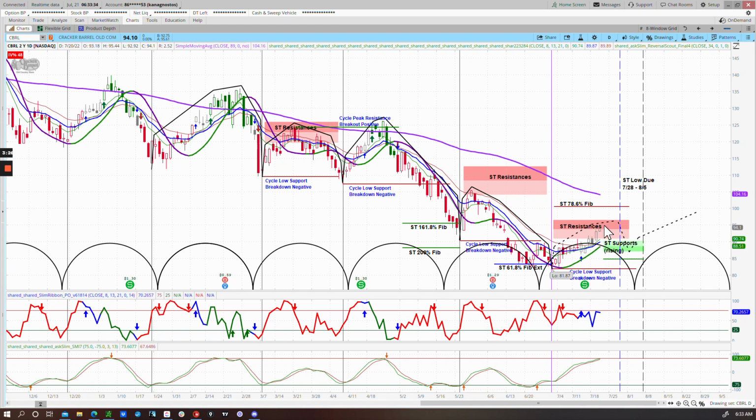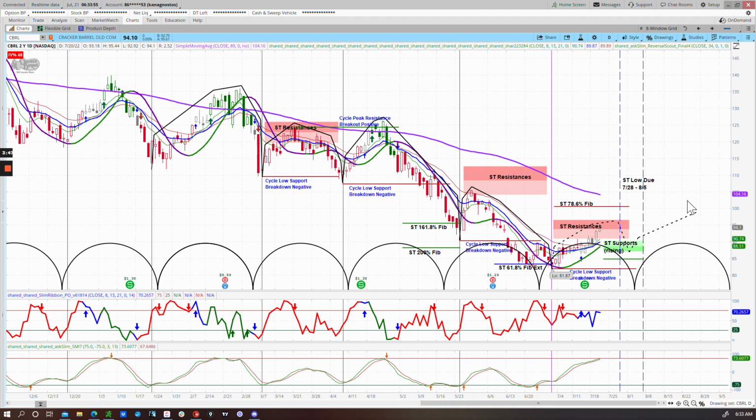We're right in the top of this resistance zone right now, which runs up to about 96.5. Above that, there's this 78.6% fib at about 100.5. We also have a rising support zone that currently runs from about 90.25 down to about 87.